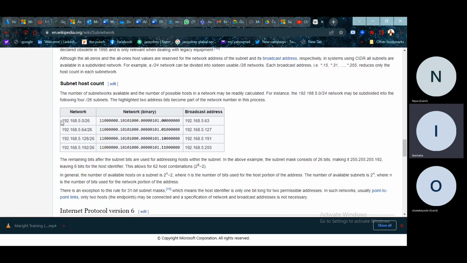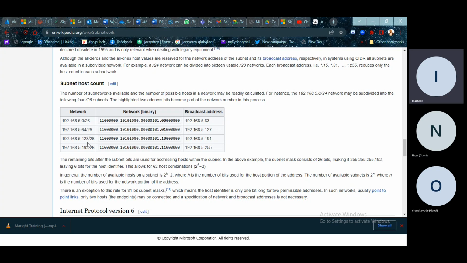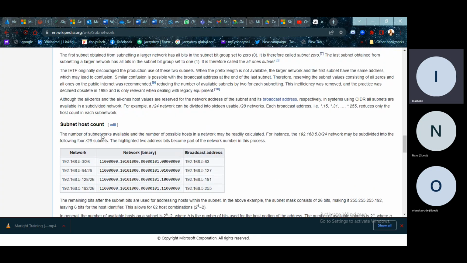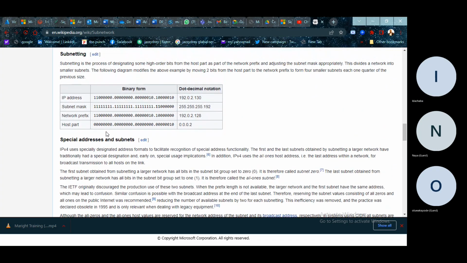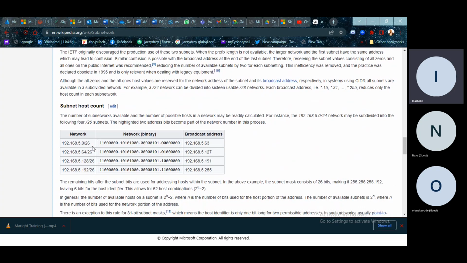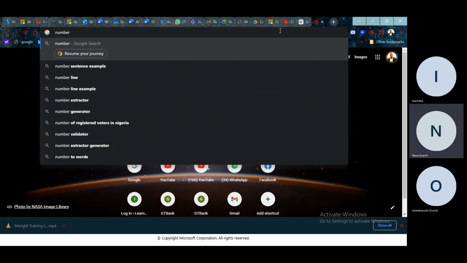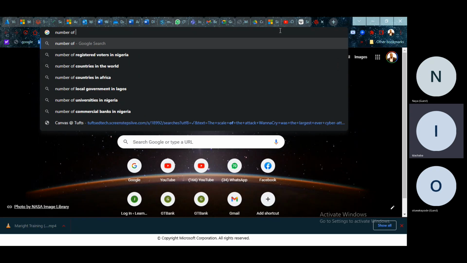So can you see those examples I was telling you about? This one here is /26. This network 192.168.5 has been broken down into 4: 1, 2, 3, 4. So what is your CIDR 26? Do you know what it means to have CIDR 26? How many computers do you have in CIDR 26? I'm hearing this for the first time, so I don't know.